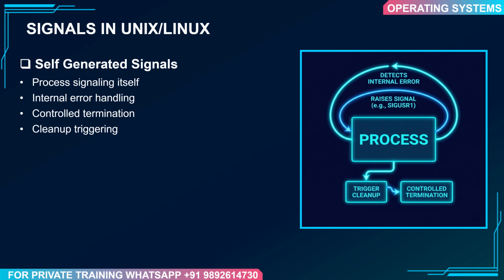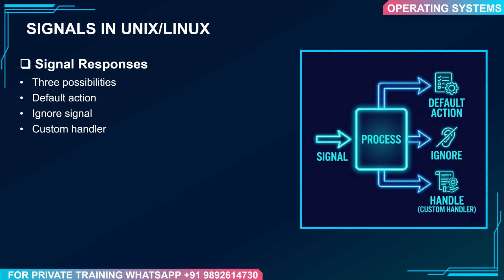Signals can also be sent by the same process to itself. This might sound strange, but it is useful in some cases. For example, a process might detect an internal error and raise a signal to trigger a cleanup routine or to terminate in a controlled way.